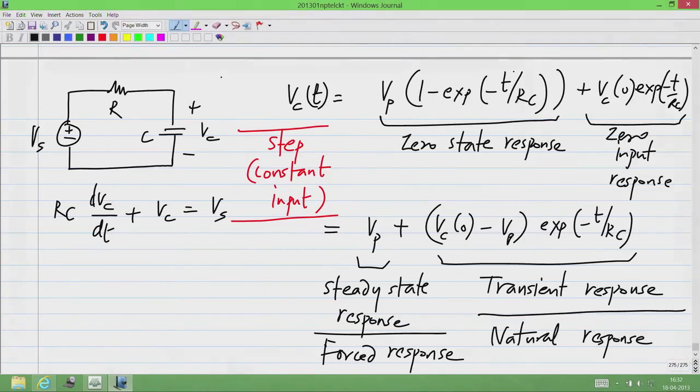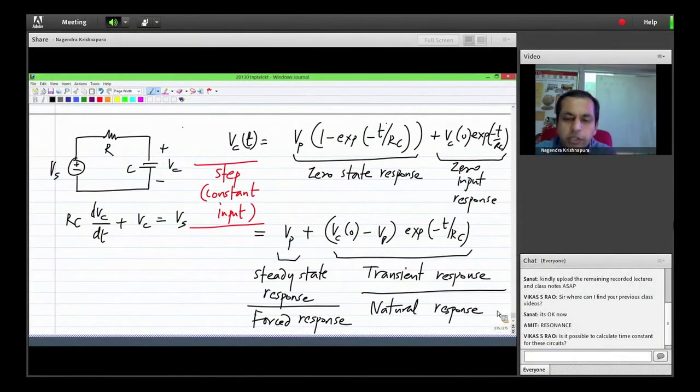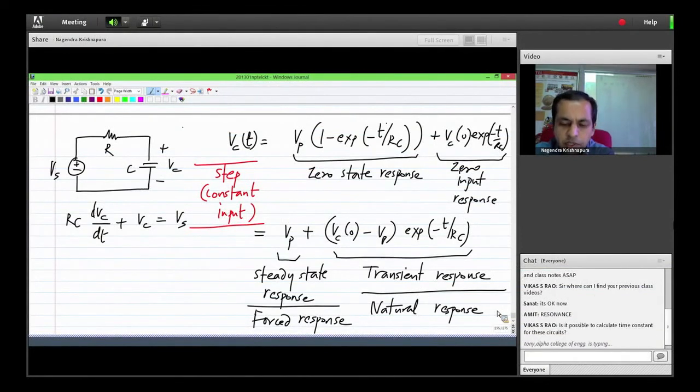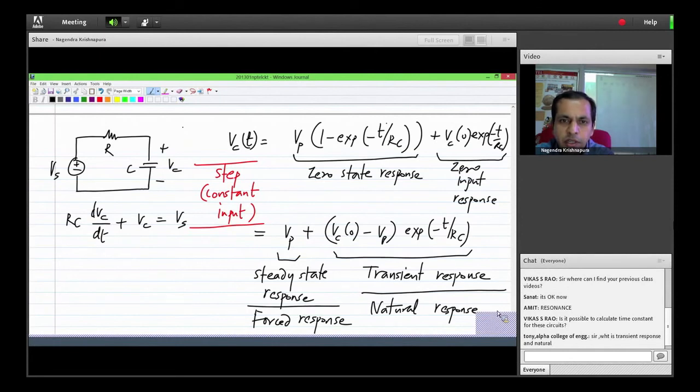Now, for the second order circuit also, we will calculate these things, that is the steady state response or the forced response, and the transient response or the natural response. And at every step, I will try to make an analogy with the first order case, so that you can associate the results and understand the results clearly. Because I will not be deriving formally the solution to the second order differential equation. I will give you the solution and say how it is similar to what we have in the first order case.